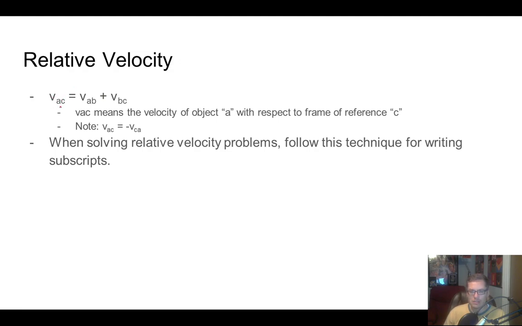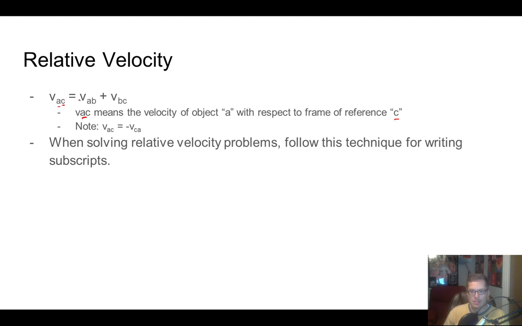So we've got the velocity of AC. We've got these subscripts, and these subscripts need to be read a specific way. So VAC means the velocity of object A, the first letter, with respect to frame of reference C. So we say the velocity of A with respect to C. That's how you'd read that.